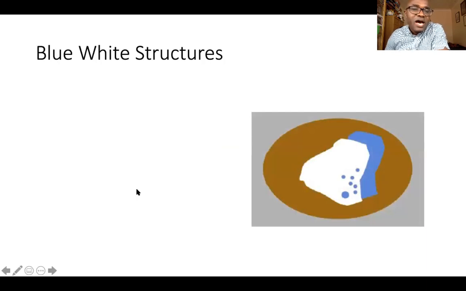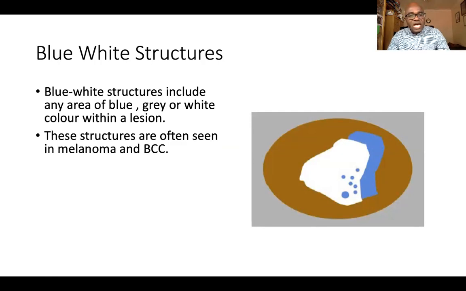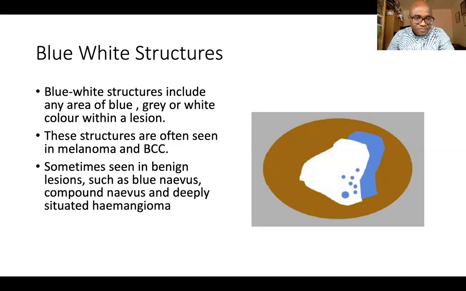Okay. The third component of the 3 points checklist is the blue-white structures, and the blue-white structures here are demonstrated schematically like this, what you see in terms of drawing and painting. So they include either blue, gray, or white colors within the lesion. These structures are often also seen in melanomas and in BCCs.